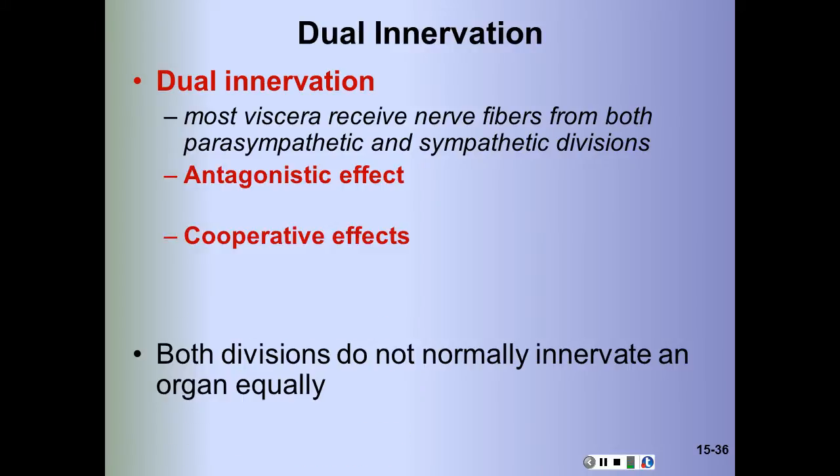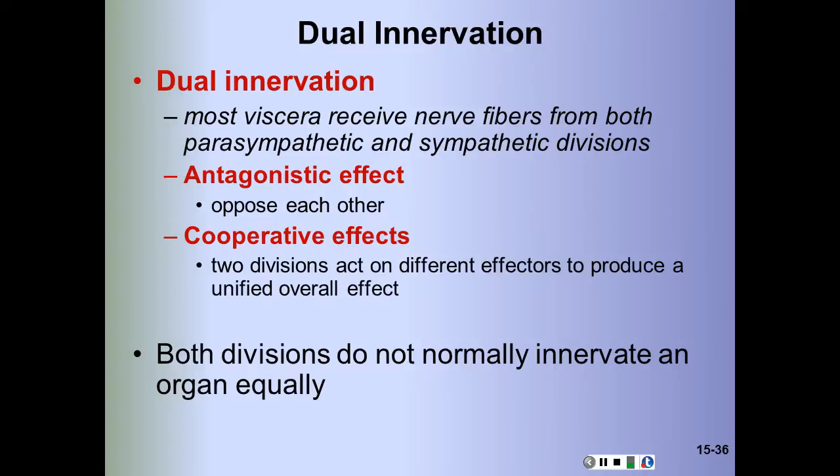Now we look at the antagonistic effects. They are going to oppose each other. For example, the sympathetic division is going to speed up the heart, but the parasympathetic is going to slow it down. In some cases, these effects are due to dual innervation of the same effector cells, as in the heart. In other cases, each division is going to innervate different effector cells having an opposite effect. For example, the sympathetic fibers are going to innervate the pupillary dilator, and the parasympathetic fibers are going to innervate the constrictor.